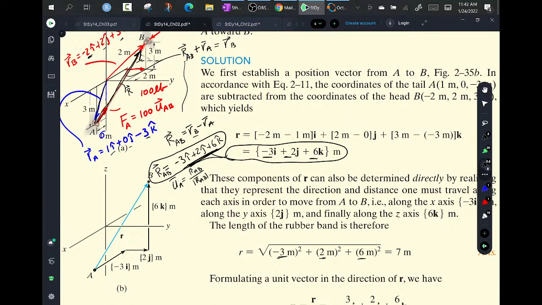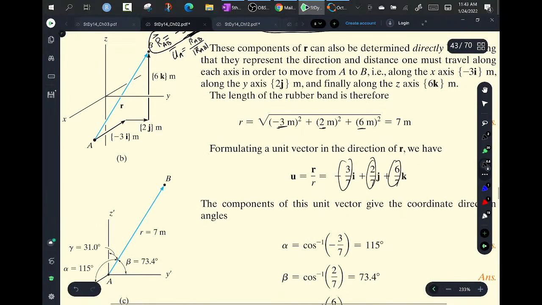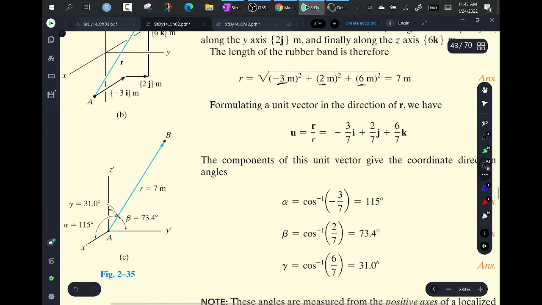But yeah, it's okay. It's all right. So the actual unit vector is 3 over 7, 2 over 7, and 6 over 7. Now, to carry this further, what he does is he says, I want to find my alpha, my beta, and my gamma, and that's fine.